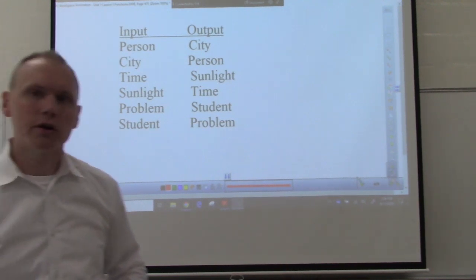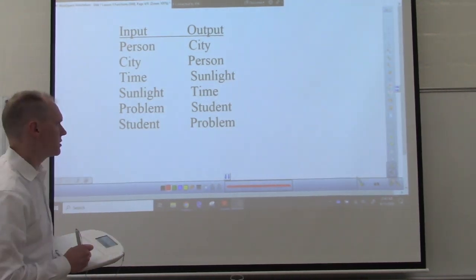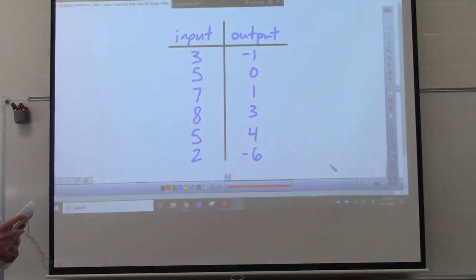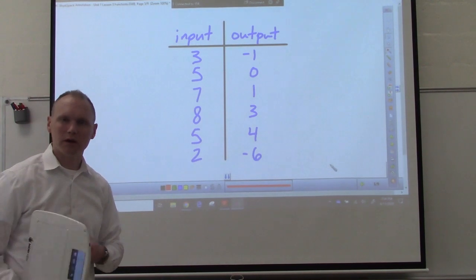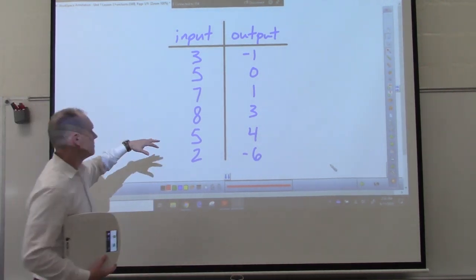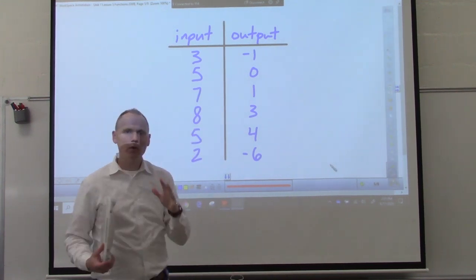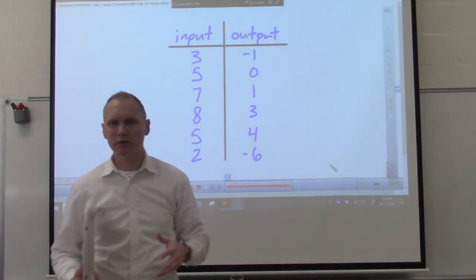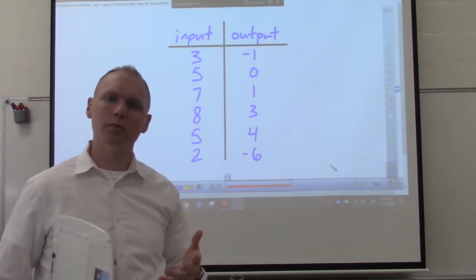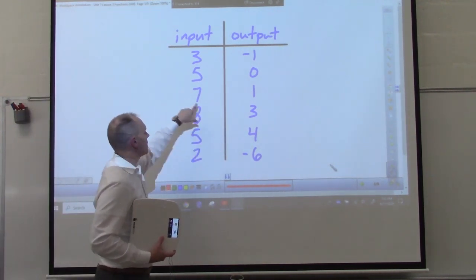Let's turn our attention now to a more mathematical representation of this concept. So I have a list of inputs and outputs. Some of you know this to be a table of values. And sometimes you might see X there and Y there, but I want to keep it as input and output because later in your mathematical career you may have a different input and output than X and Y, but we can call them X and Y for now.